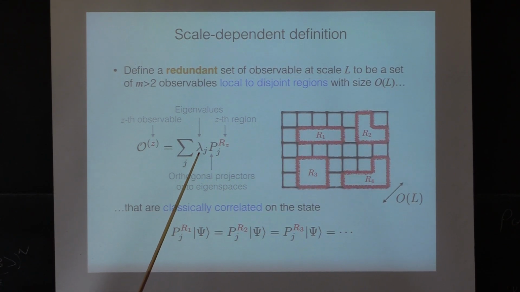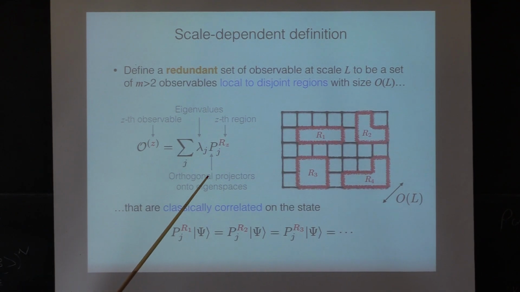It has some eigenvalues. The eigenvalues aren't going to matter as long as they are distinct, because this is the non-degenerate part of the observable, and these are the projectors. If it's a degenerate observable, those projectors could be of more than unit rank.